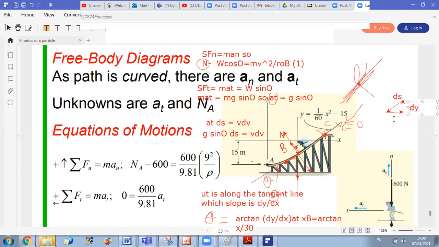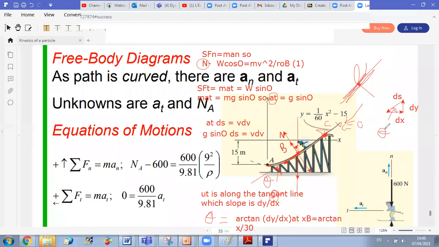In this triangle, guys, what is the angle between ds and dx? ds is along what? It is along the curved path, meaning at any location it is along the tangent line. At every location I have ds along the tangent. Here this is ds, here this is ds, here this is ds. So because ds is along the tangent line and the tangent line makes an angle theta with the horizontal, in this triangle this angle is theta.